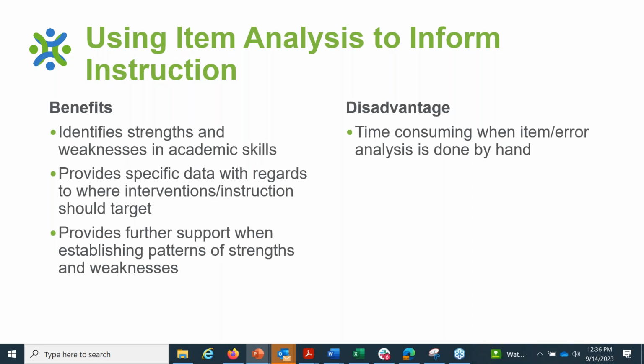So there are a lot of benefits from item analysis. Obviously, pinpointing those strengths and weaknesses, obtaining additional data to use for selecting interventions and instruction, and providing further support when establishing patterns of strengths and weaknesses. The only disadvantage is that it's time consuming. When you have to do it by hand and go through the process, it can be time consuming.